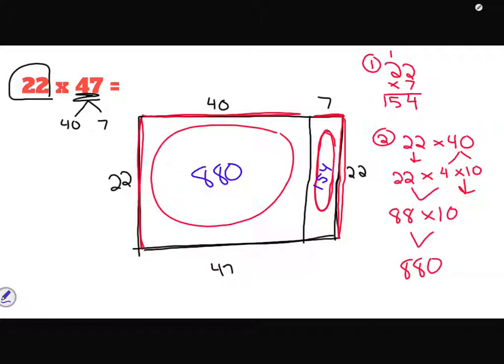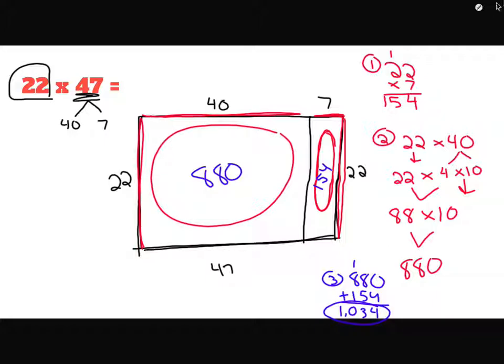And then my last step is to actually add these together. And I'm going to take my 880 and my 154. 8, 9, 10, 11, 12, 13, 8, 9, 10. And I'm getting 1,034. And let me check this on the calculator. 22 times 47 equals 1,034.